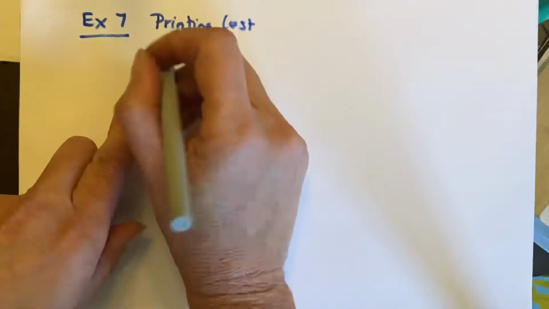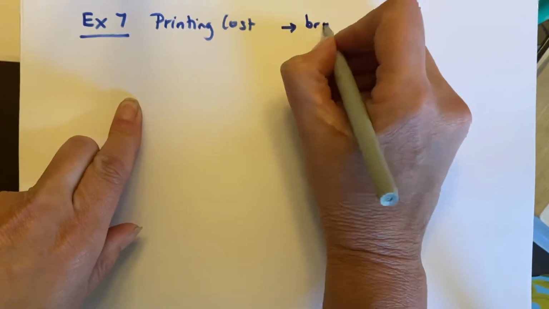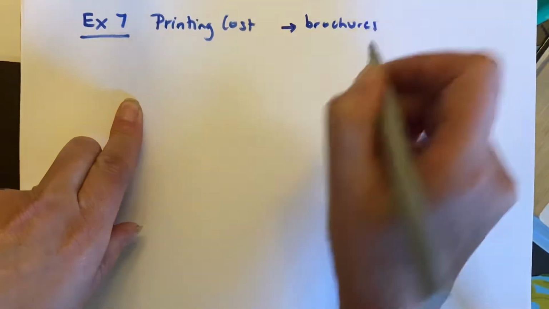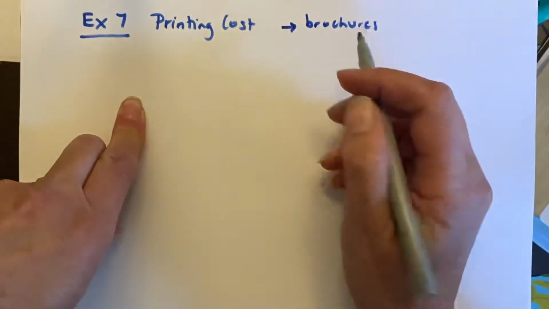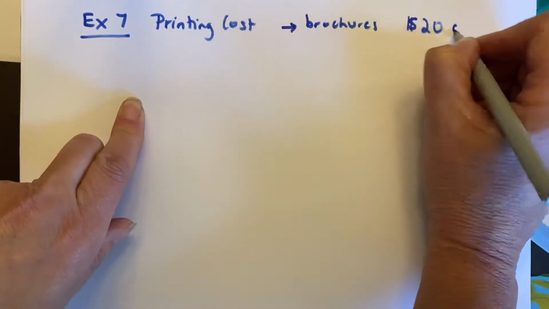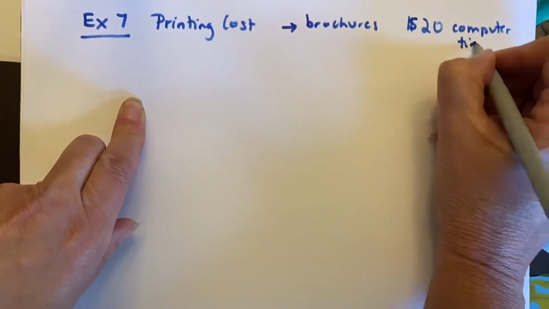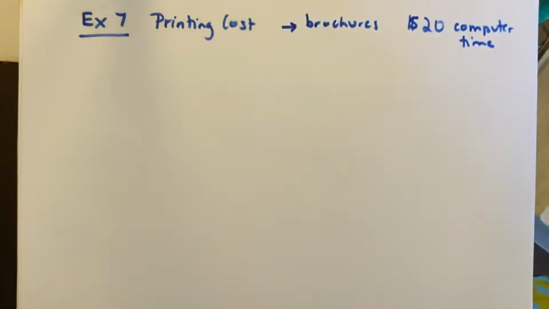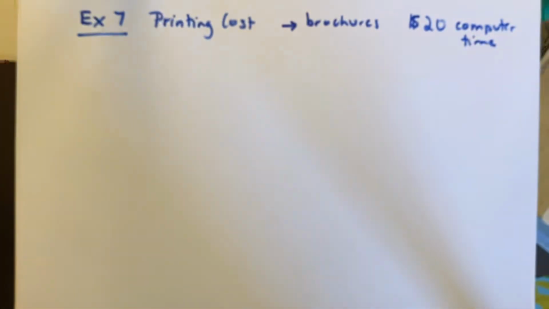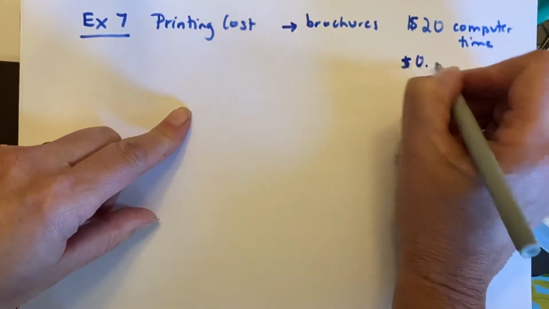So you're creating brochures and to advertise a sports event, you pay $20 for computer time. This is in the old days, remember, when people had to charge for computer time. You're paying $20 for computer time, and once you've done it on the computer, the cost for printing the brochure is 60 cents per brochure.